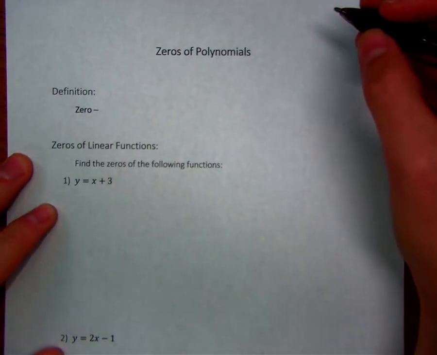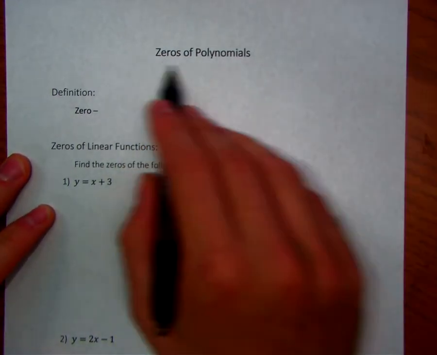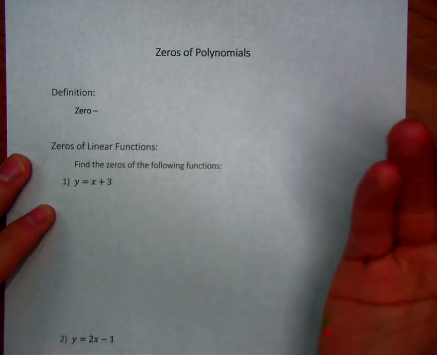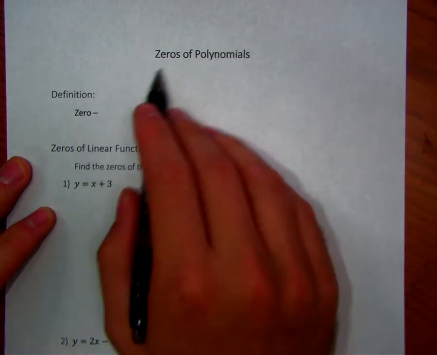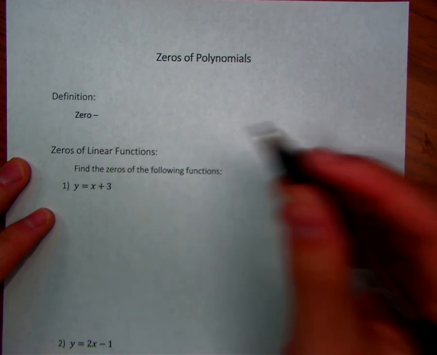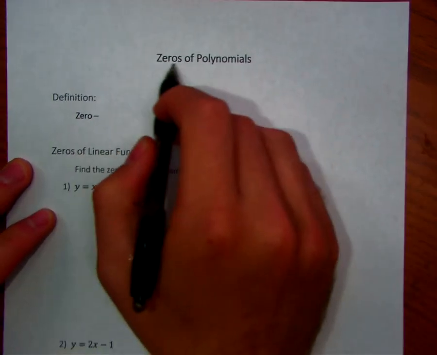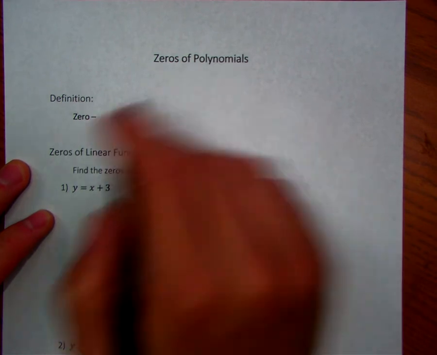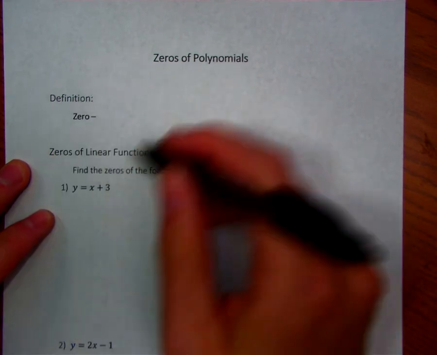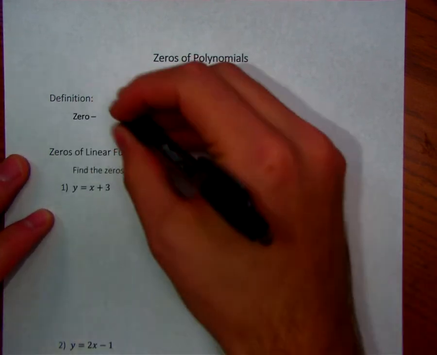We're going to talk about zeros of polynomials. What is a zero? Well, you've heard of the number zero. That's not exactly what we're talking about here. It turns out that zero is a specific feature of a polynomial. So here's the definition of a zero.